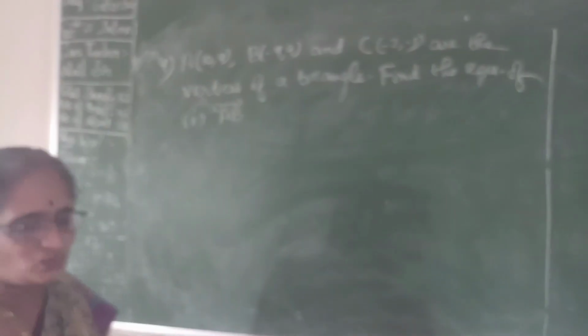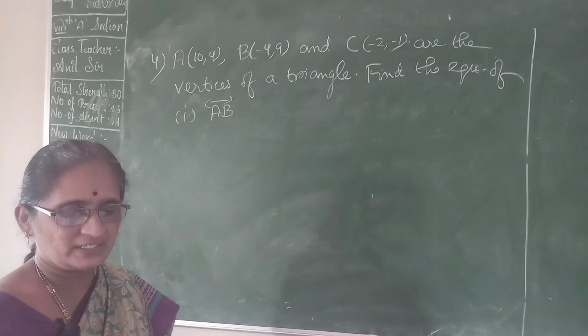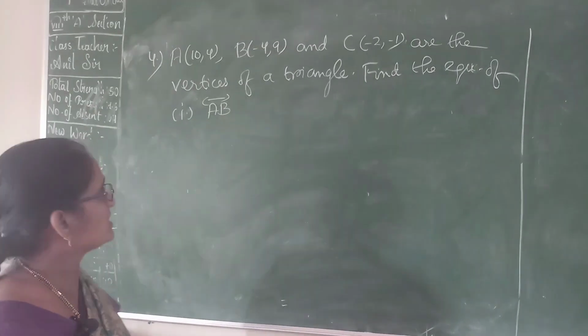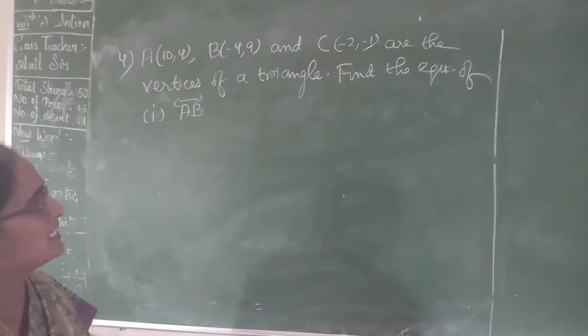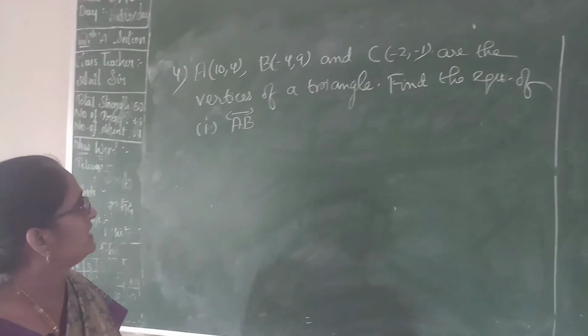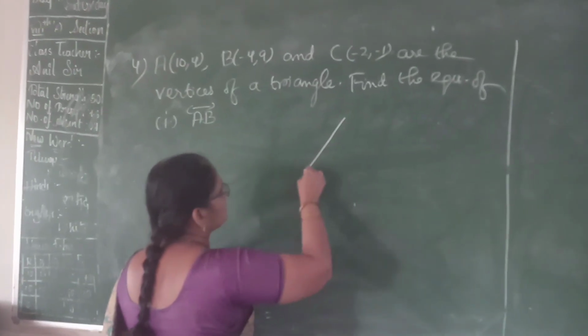See children, this is the fourth question, the last question in the third Roman. This question has been divided into 4 parts. First I am explaining the first part. There A, B and C are the vertices of a triangle. So find the equation of line B. Let us draw the figure of a triangle.